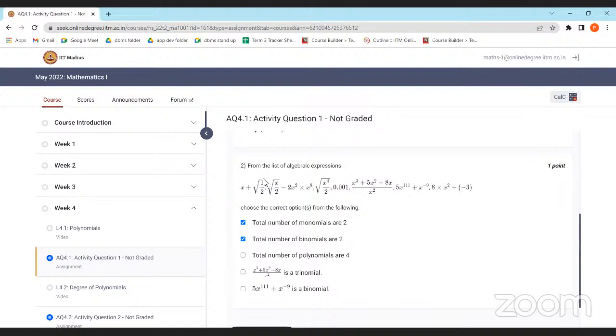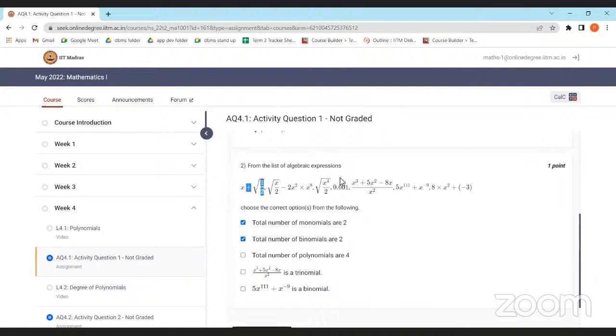Sir, but for the variable, the power is one. Whether the constant term is rational or irrational doesn't matter. We are checking the variable term, right? If it is x to the power 1/2, then we cannot say it is a polynomial. But this one is a binomial. Okay. Any other binomial term is there?